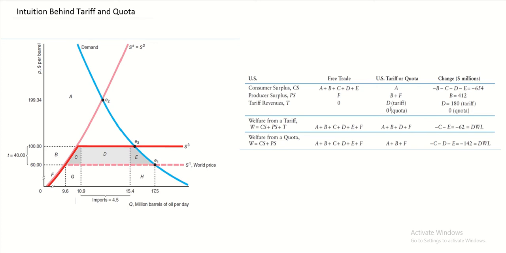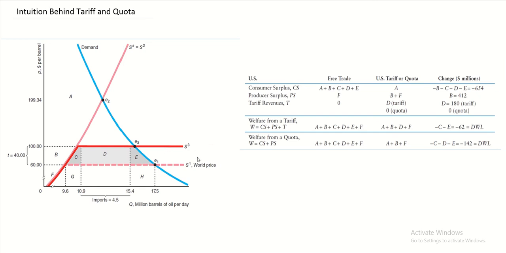Hi guys, I'm Adam and today I'll be going over the intuition behind tariff and quota. As you can see in this diagram, it actually composes a free trade scenario, a tariff scenario, and also a quota scenario.